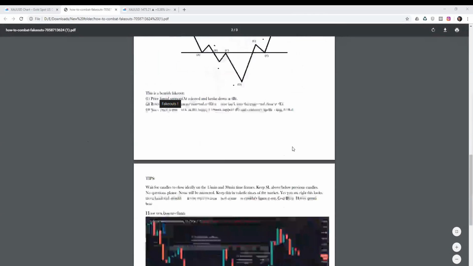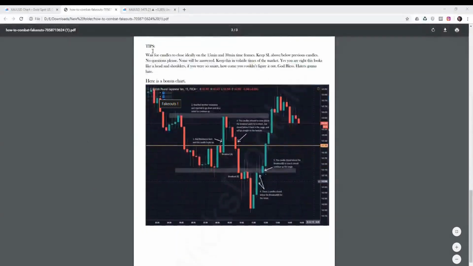All right. Let's go to the next page here. Okay, tips. Wait for candles to close, ideally on the 15-minute and 30-minute time frame. See, even a year ago, the same thing, 15-minute and 30. Well, now I've removed the 15-minute, I only focus on 30-minute. Keep stop loss below the previous candles. See, a year ago, same thing. Keep stop loss below the previous candles.